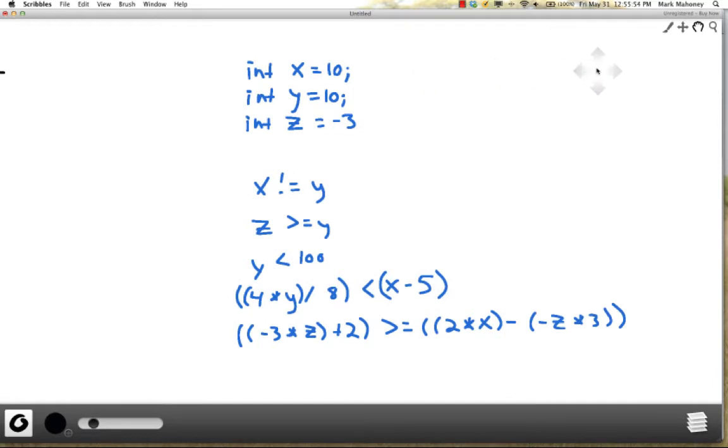The computer can also do this with variables, and this is what makes these programs so powerful. Let's imagine we had three integers called x, y, and z that held 10, 10, and -3. So we can ask the computer, is x not equal to y?